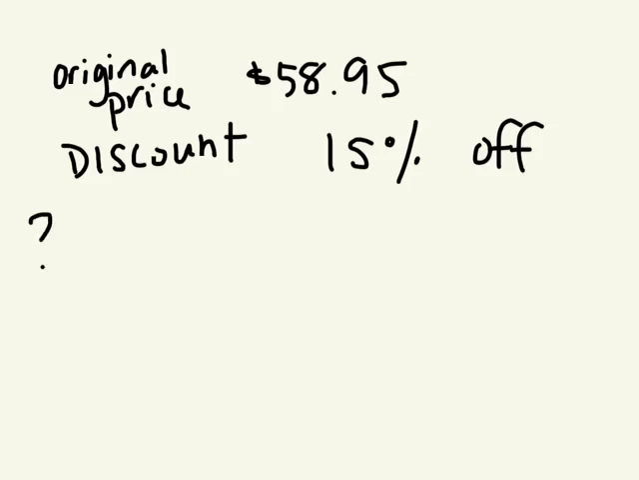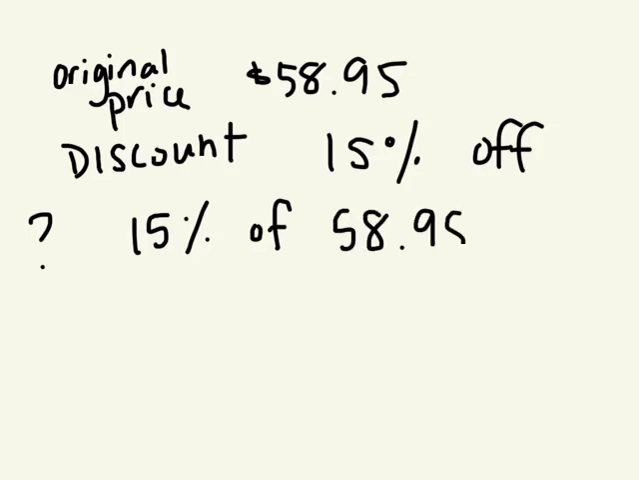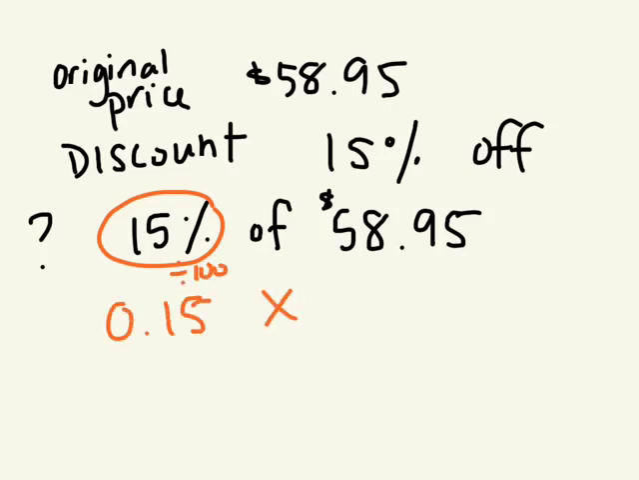So we need to calculate 15% of the original price. Okay, we're taking the original price and we need to calculate what is the discount. So we need to turn this 15% into a decimal. Divide by 100, it becomes 0.15. Of means times, and we're multiplying it by the original price. What do you get? Calculate it.